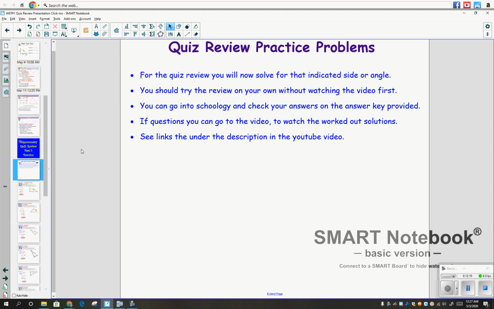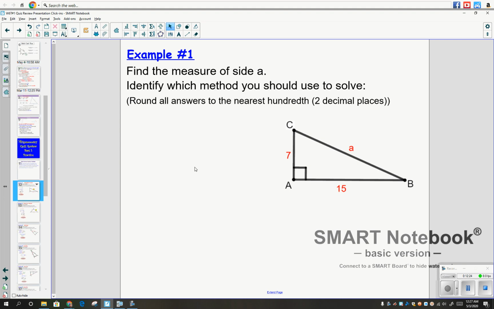So at this point, I'm going to go on and talk you through each of the example problems. As we do the examples, the one thing we're going to do every single time is ask ourselves first, what am I using?